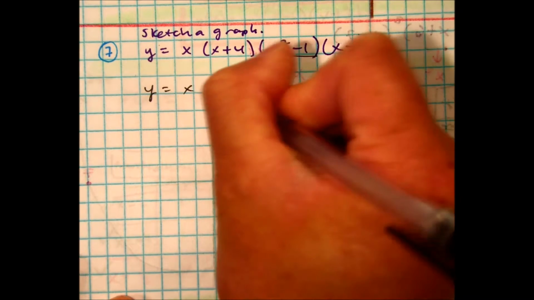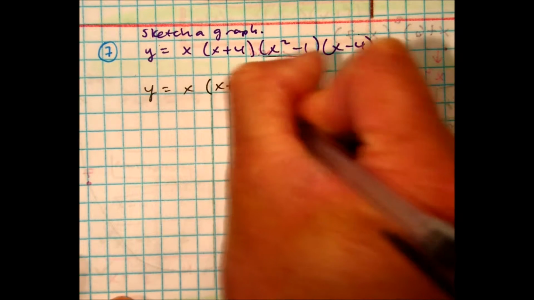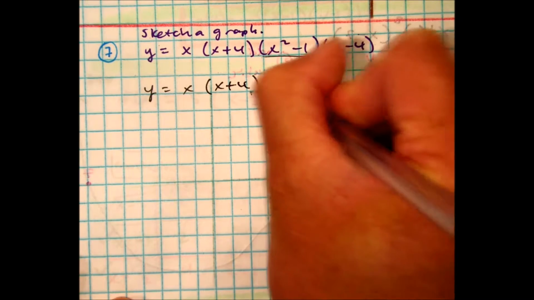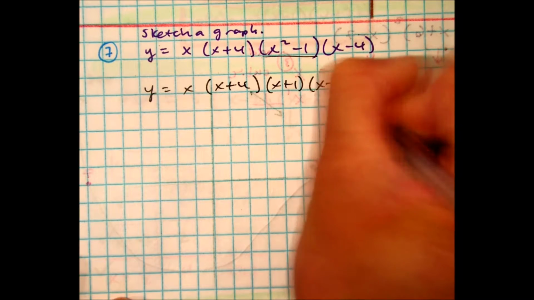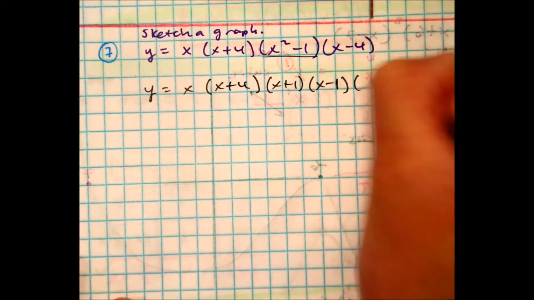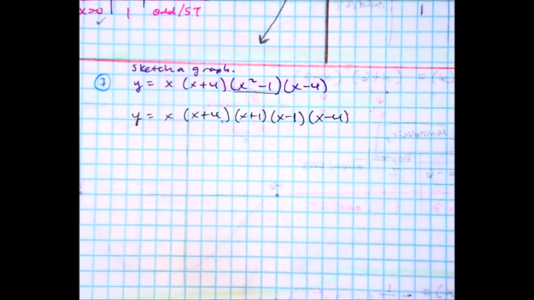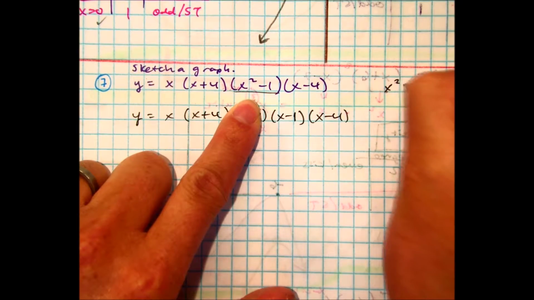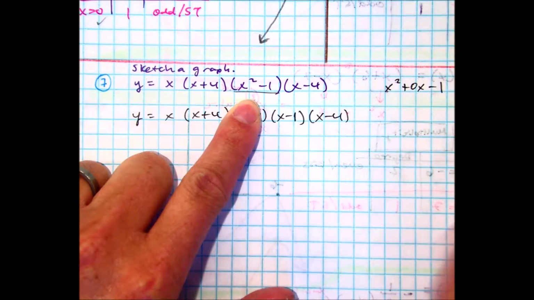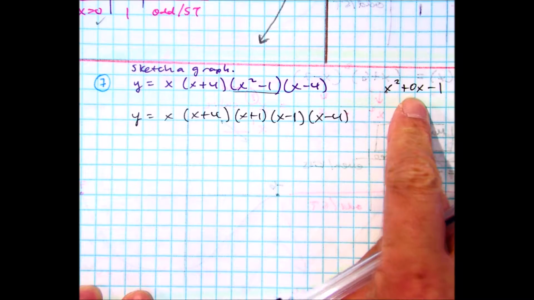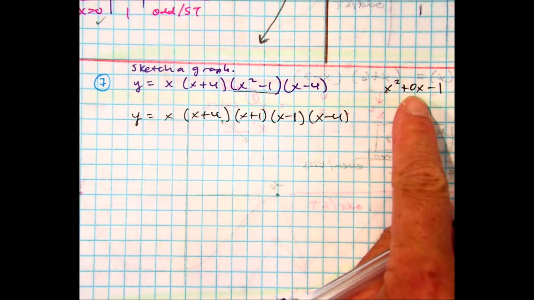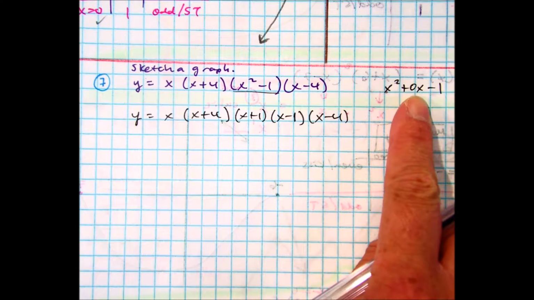y equals x times (x plus 4), and this is going to turn into (x plus 1)(x minus 1). That's the difference of squares. Remember, if you were factoring that on your own, you can just use x squared plus 0x minus 1. I call that a placeholder, and you'll need that later on when we talk about long division and synthetic division.